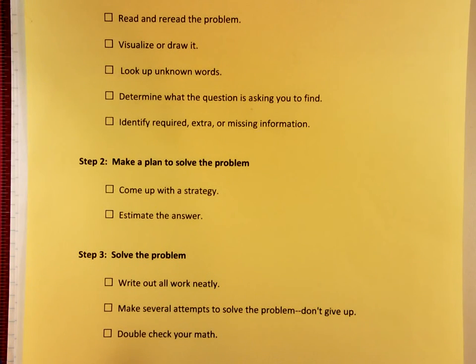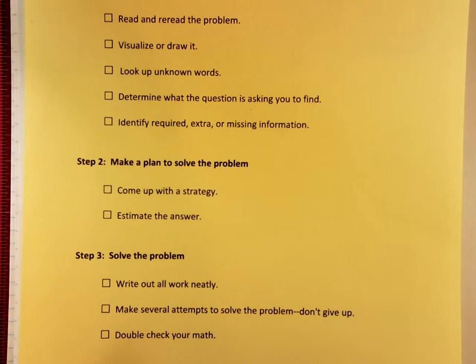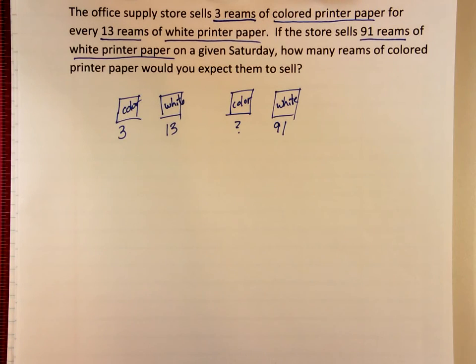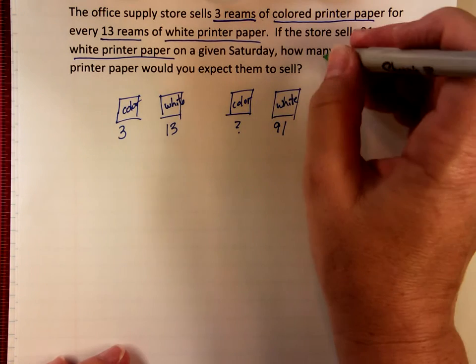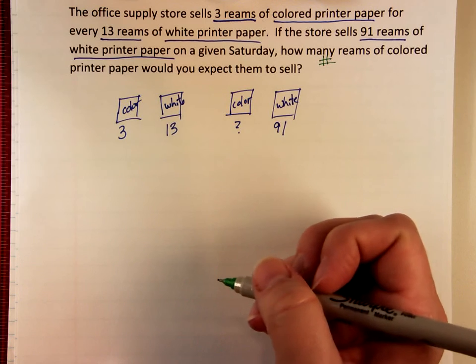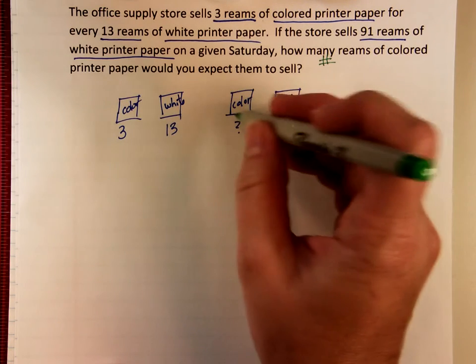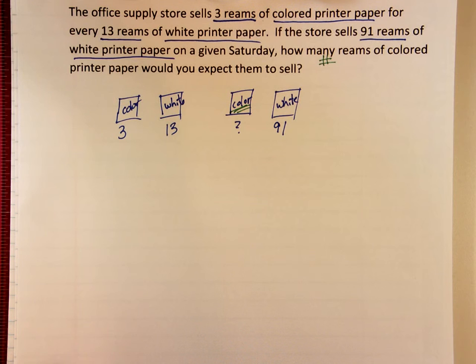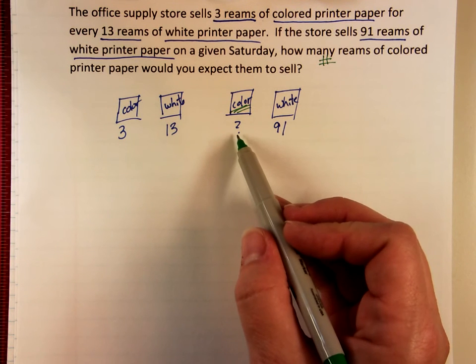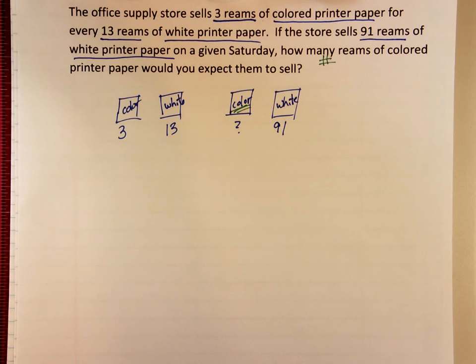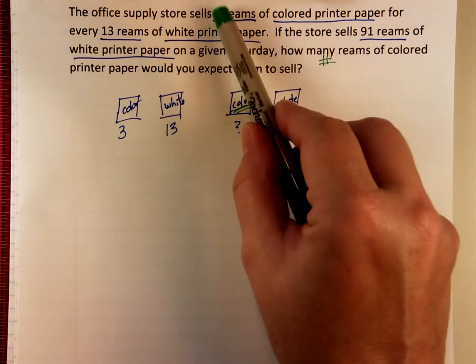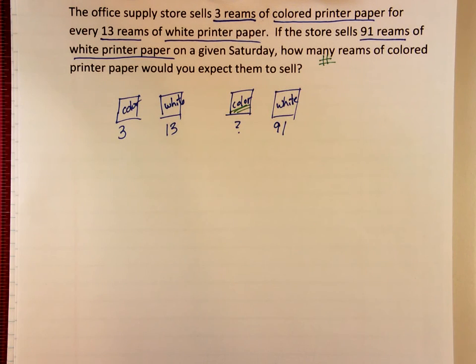Now, back to our checklist. Determine what the question is asking you to find and make sure you have enough information, or maybe even extra information sometimes. The question is asking us to find how many, that's going to be a number, reams of colored printer paper would you expect them to sell. That's what we're trying to find out. I think we have everything that we need. We have 3 numbers and a proportion is made up of 4 numbers. So I think we'll have to find that 4th number.